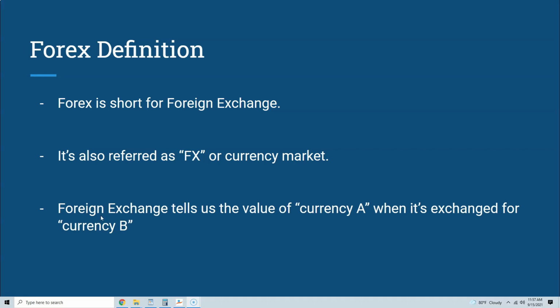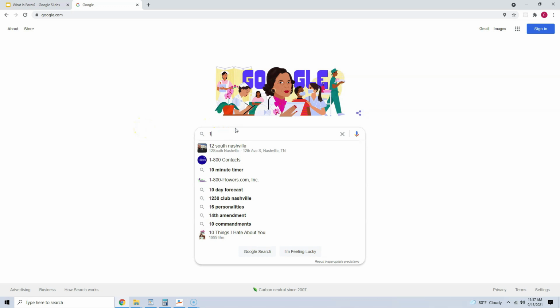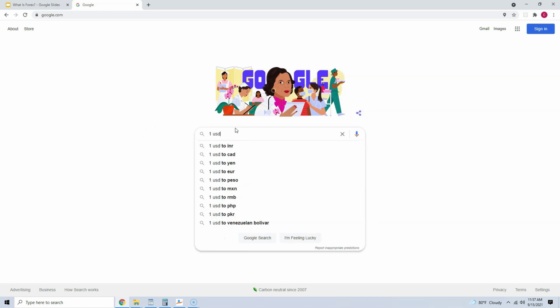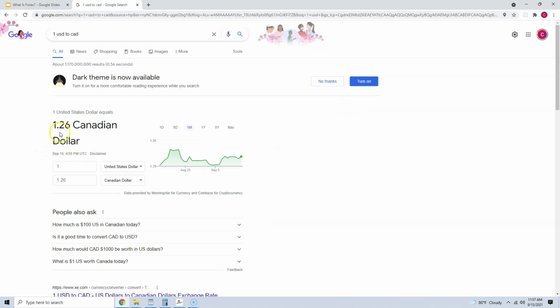So let's do a real world example. I live in the United States. Let's say I'm traveling to Canada. I want to use Canadian money when I get there. I need to know how much $1 gets me in Canadian dollars. So I can just come to Google and look it up. If I type in $1 to Canadian, it's telling me that $1 is going to get me $1.26 in Canadian money.